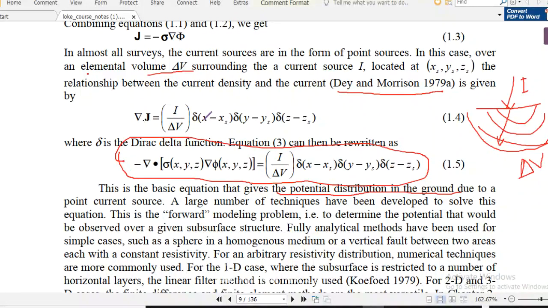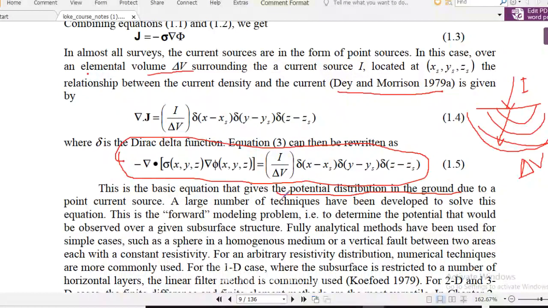this current divided by the volume times the Dirac delta function, x shifted by xs, y shifted by ys, z shifted by zs, will give us the divergence. Okay, this is the most important and the basic foundation of geophysics to determine the potential distribution in the ground. Without this equation, everything will be difficult.